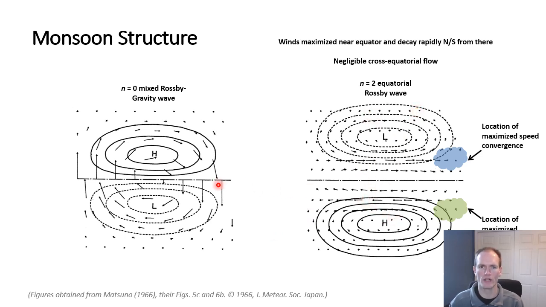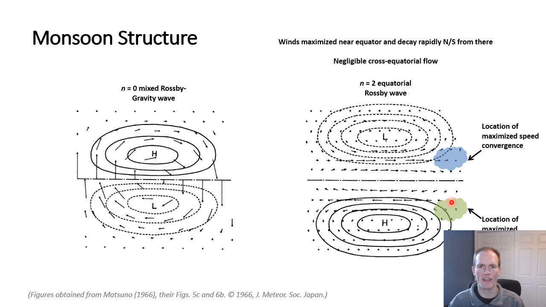But unlike the mixed Rossby gravity wave, rotation is within each hemisphere. It is not across the equator. There's very little cross-equatorial flow associated with this n equals 2 equatorial Rossby wave. It does have preferred patterns of low-level convergence and low-level divergence. Similarly here, it is trailing behind the area of low pressure, where you have speed convergence, faster westerly winds slowing down before turning northward. And then here to the east of the area of high pressure, we have weak southerly winds accelerating westward, and this is our location of maximized speed divergence.